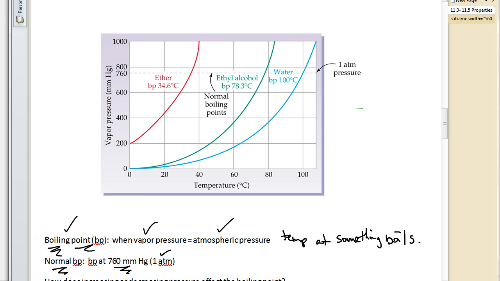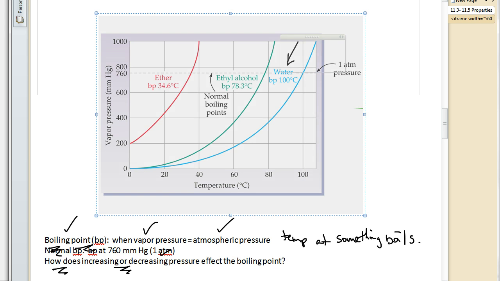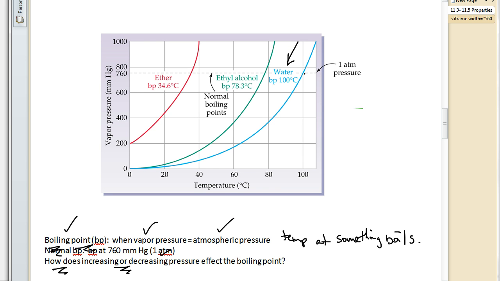Okay. So what I'm going to do first is let's look at water here. Water's illustrated by the blue line. And so we can see at normal pressure, 1 atm is right there. Our water is going to boil at 100 degrees Celsius. If we decrease the pressure, let's say down to, I don't know, 600 millimeters of mercury, then water is going to boil at a lower temperature. It might boil at, say, 90 degrees Celsius.